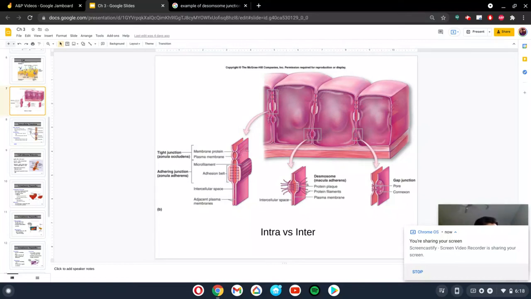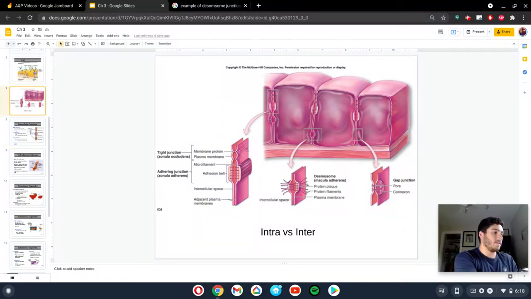Hey everyone. So for these next couple slides, we are going to talk about intercellular junctions. Before we do that, it's important to talk about what's the difference between an intercellular and an intracellular junction. Intercellular means that you're talking about going in between two cells, and that's what these next couple of junctions are going to talk about. We're not going to move within the cell. If we were doing that, that would be an intracellular mechanism.